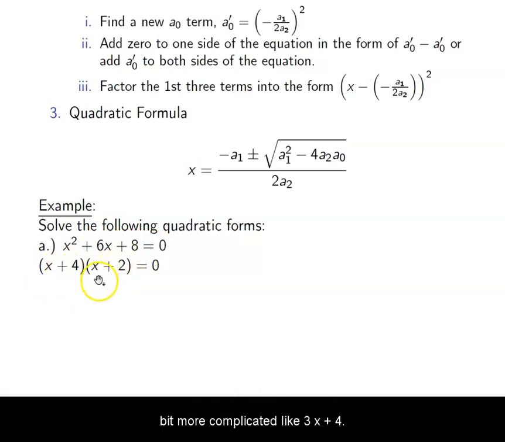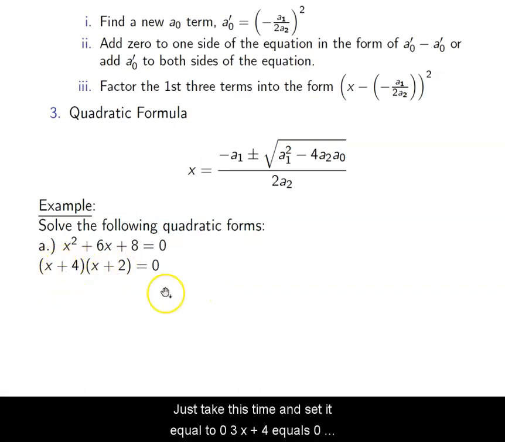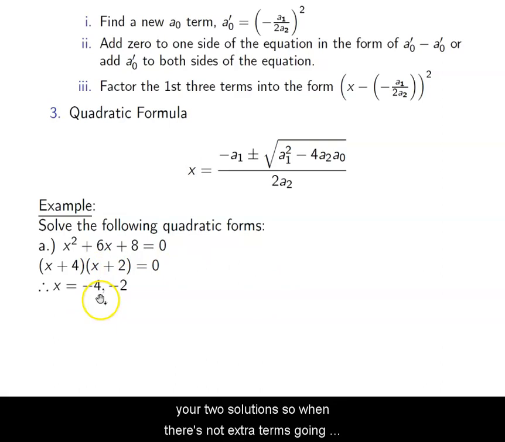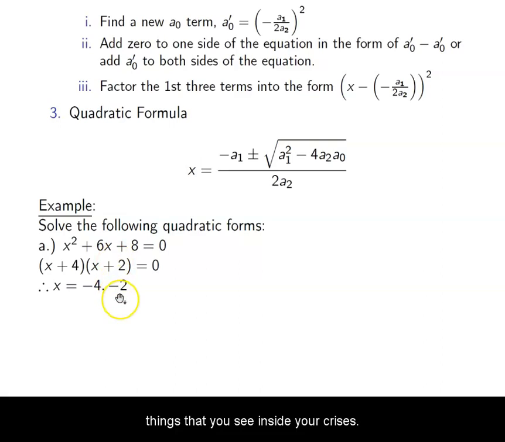If it's a little bit more complicated, like 3x plus 4, just take this term and set it equal to 0. 3x plus 4 equals 0, solve for x. x plus 2 equals 0, solve for x. And then those will be your two solutions. Okay, so when there's not extra terms going on in here, it's very, very easy. It's just the opposite sign of the things that you see inside of your parentheses.